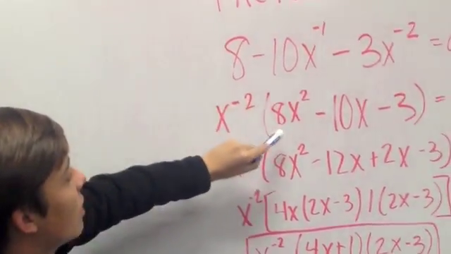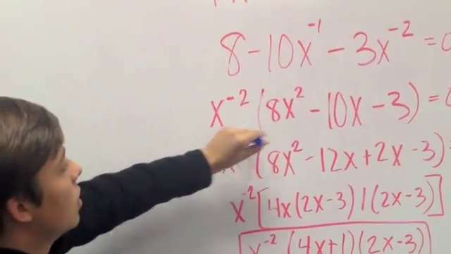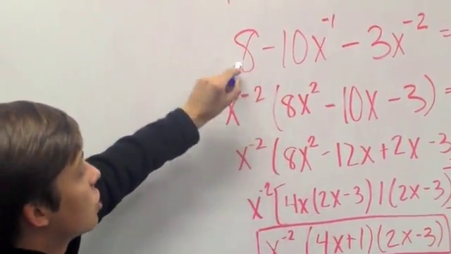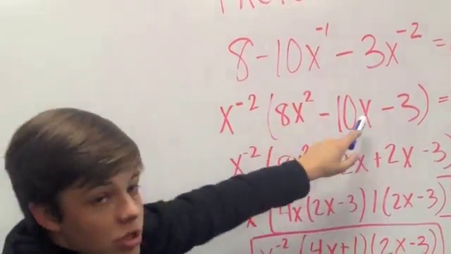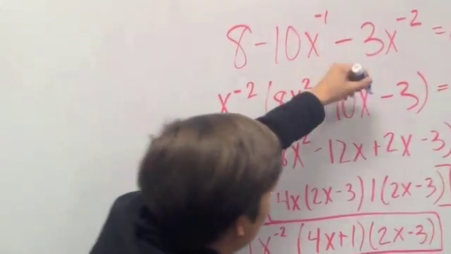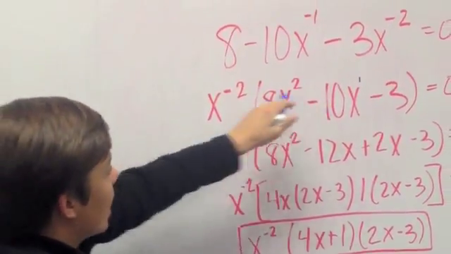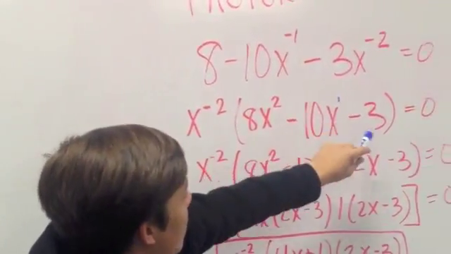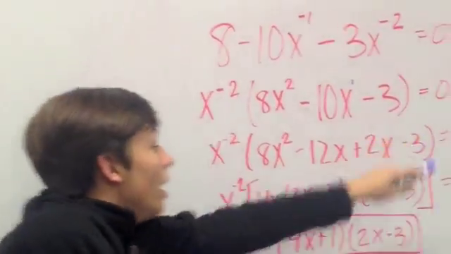And in our parentheses we have 8x to the second, and x to the second and x to the negative second would cancel out, so it would just become 8. And then minus 10x, which is the same as x to the first, and x to the first. So that 1 and that negative 2 would make negative 1. And then we have minus 3, because the x to the negative 2 has already been taken out, equals 0.